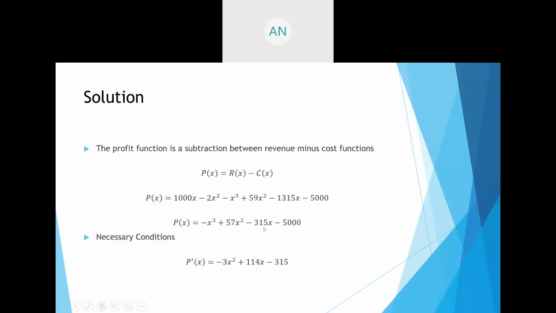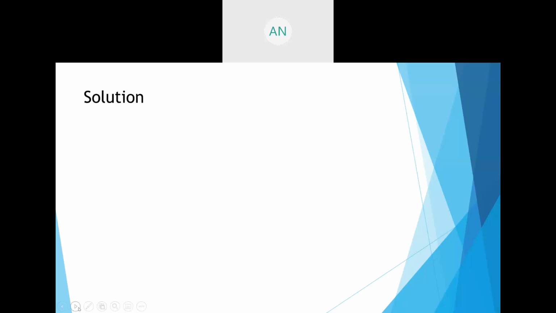So that becomes your first derivative. Now we have to equate it to 0. For maxima and minima, I'm going to equate this derivative to 0. So the equation becomes minus 3x square plus 114x minus 315 is equal to 0.